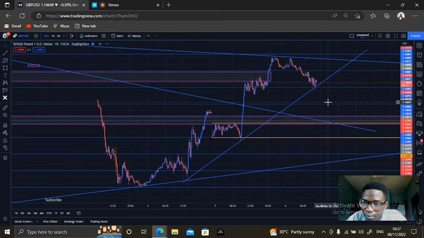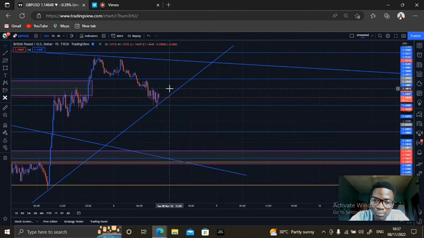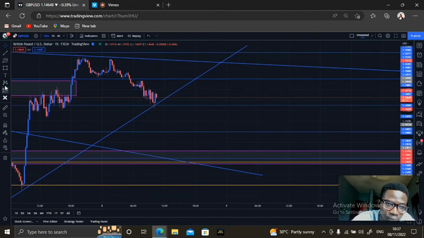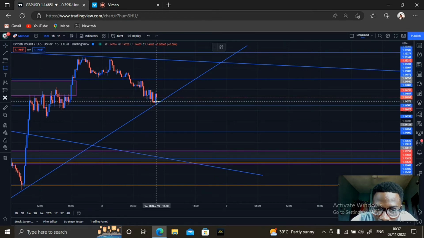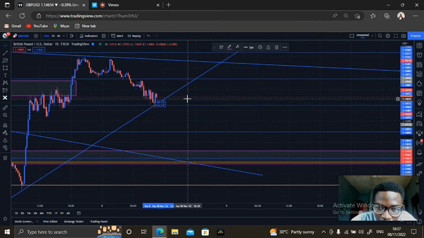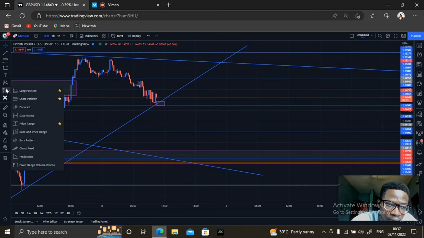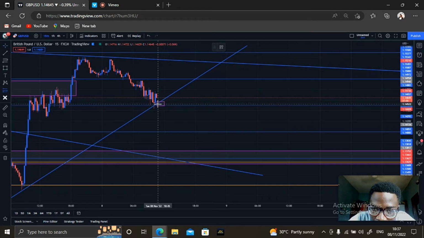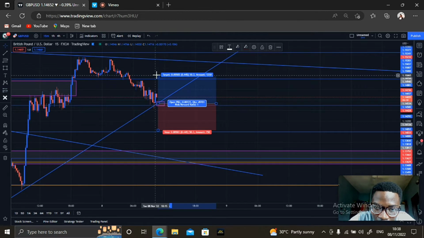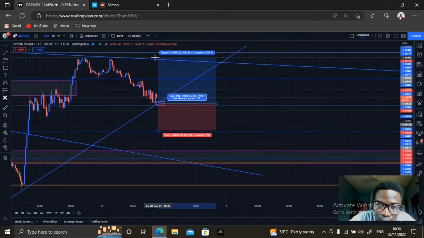So I scale down to the 15 minutes. That's where I do my entry. My 4 hour and 1 hour time frames are for me to determine the current trend of the market. So I draw out that box there to signify my entry point, and I put out that forecast too because I'm looking to go long.